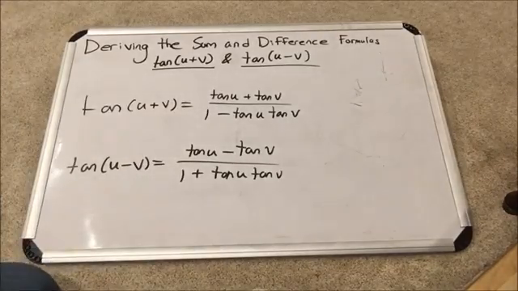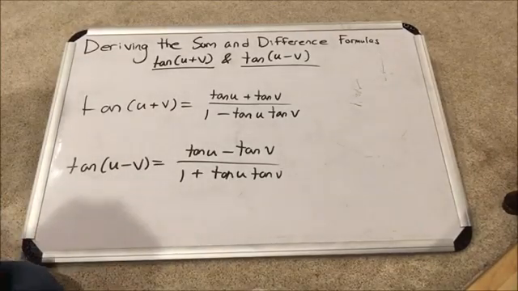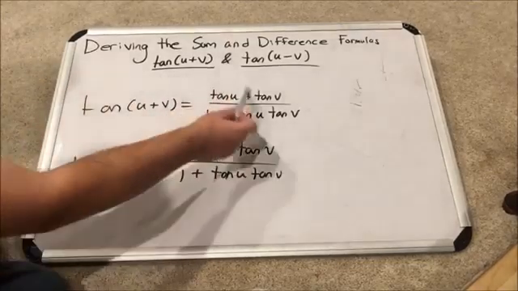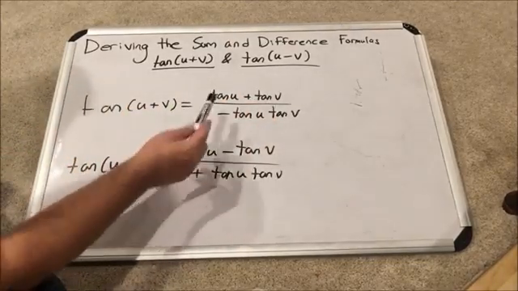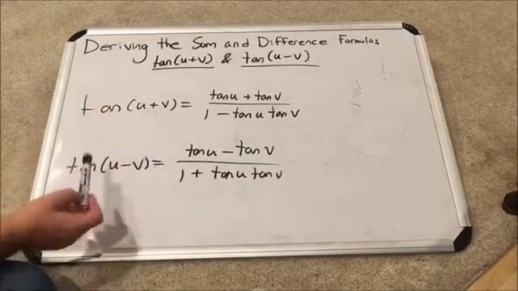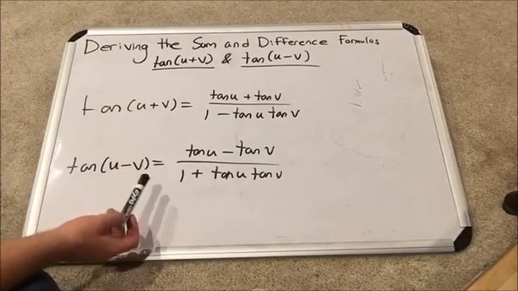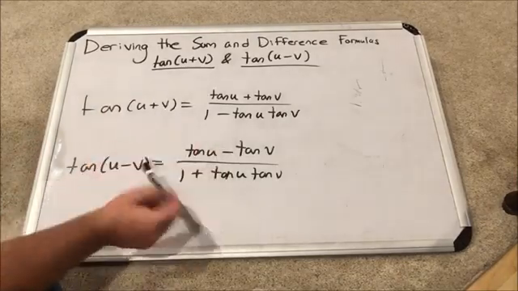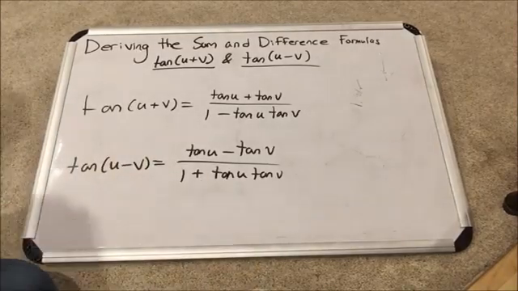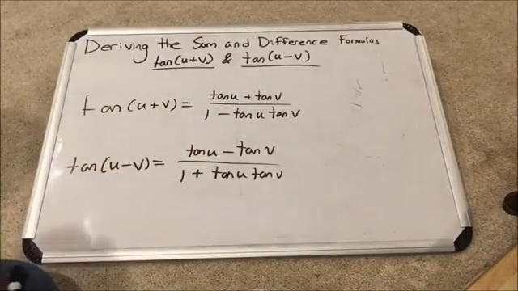Now, here are the formulas we're going to work on today. We're going to start by deriving tangent of u plus v, which is the tangent of u, plus the tangent of v over 1 minus the product of tangent u and tangent v. Then we're going to derive, based on this result, tangent u minus v, which is equal to tangent u minus tangent v over 1 plus the product of tangent u, tangent v. As you can see, the signs have just flip-flopped.